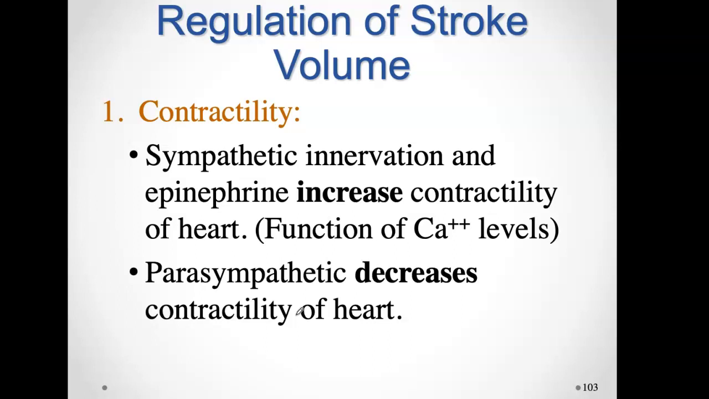When we think of contractility, you have sympathetic innervation and epinephrine are going to increase the contractility, right? So the sympathetic nervous system is going to make you contract harder. So you have a scare, and all of a sudden your heart starts to beat really fast. That's because the sympathetic has kicked in, and it's going to increase both the velocity and the contractility. So it's going to contract more forcefully. And the other way around, the parasympathetic is going to decrease that.